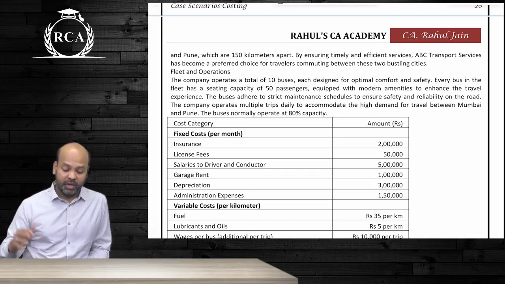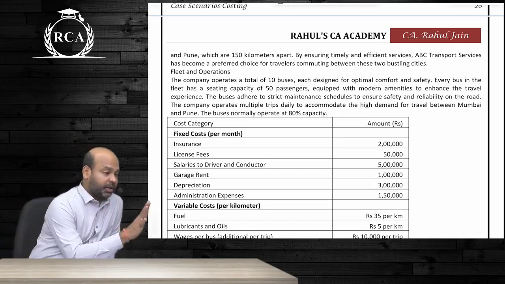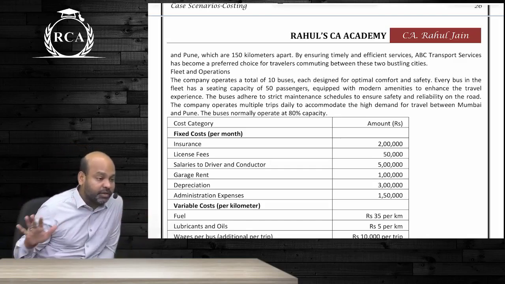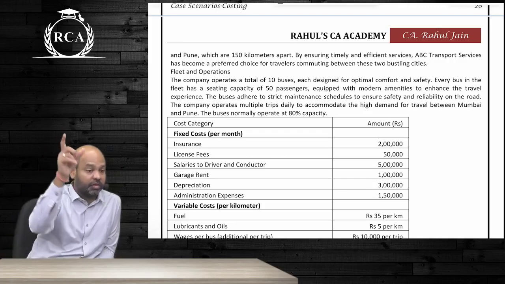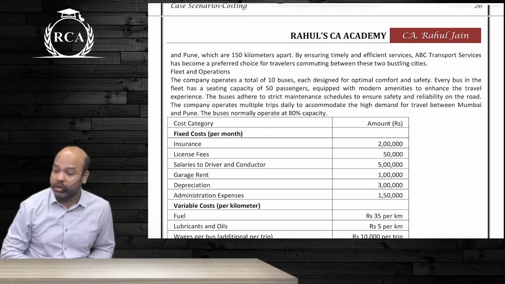So all of that is relevant till now beta is that we have 10 buses, seating capacity 50, occupancy ratio 80%, and the distance one way is 150 kilometers. Yes or no?